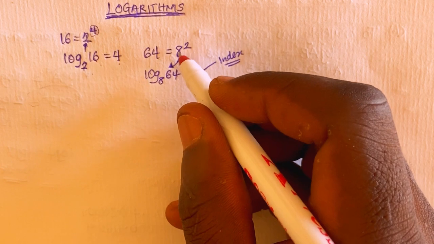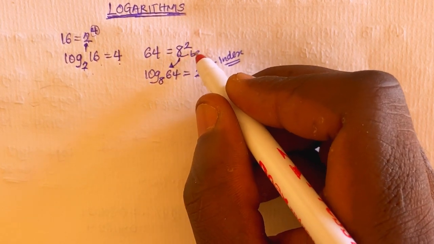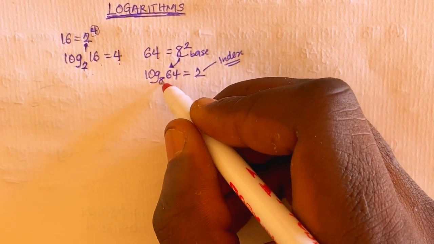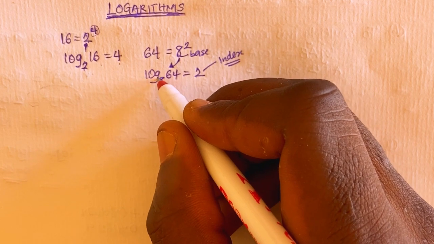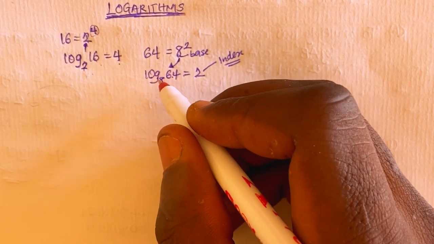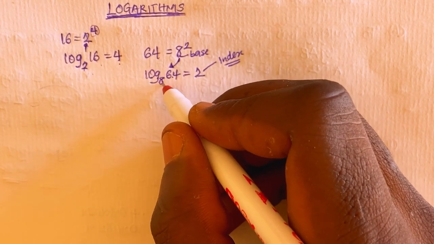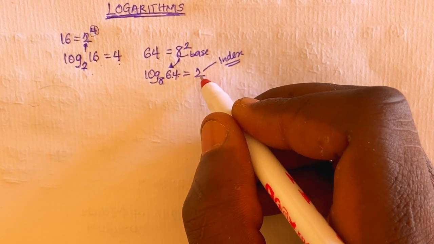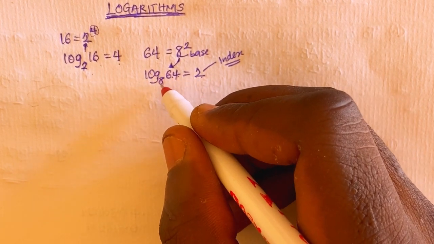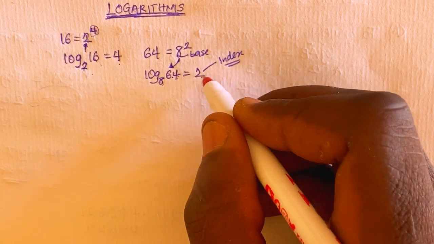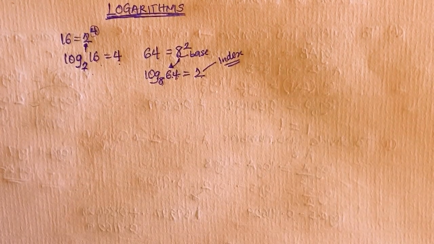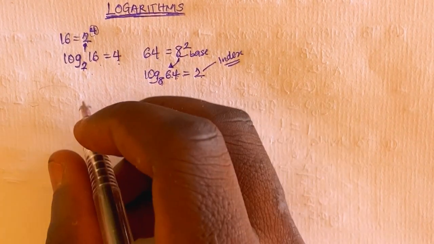And also here, the normal base is taken to be the base of the logarithm, and you have your 64. So that means log base 8 of 64 equals 2. Or you simply say log base 8 of 64 is equal to 2.